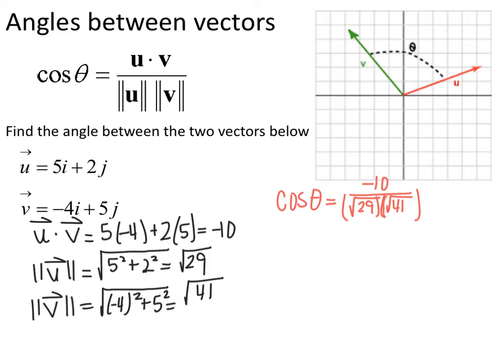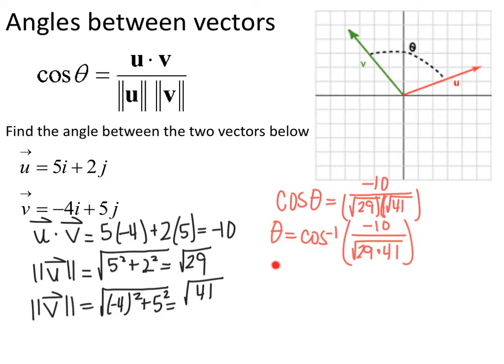So if you find the dot product between the two, you end up with a negative 10. The magnitude of u is the square root of 29, and the magnitude of v is the square root of 41. So if we set this up, we get the cosine of theta is equal to negative 10 over the square root of 29 times the square root of 41. So then if we cosine inverse both sides, we get theta is equal to the cosine inverse of negative 10 over the square root of 29 times 41. You can put this under 1 square root.